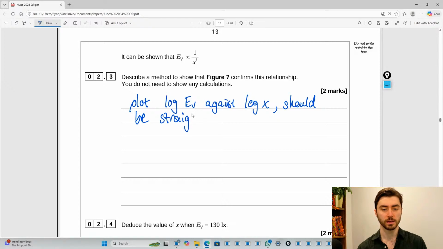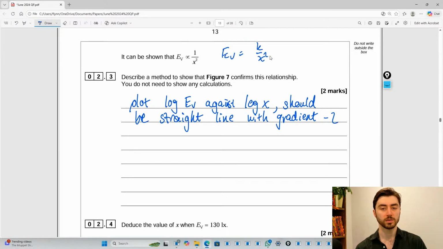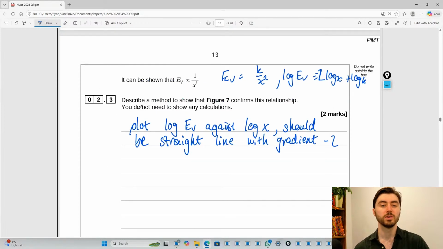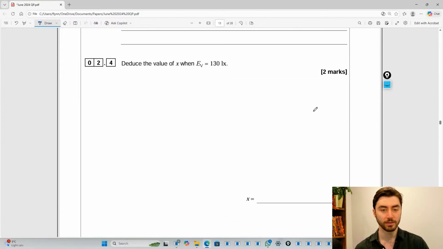with a gradient. Now, what this does, by the way, if you plot by doing logs of both sides, with gradient minus 2. The reason for that would be EV is equal to k over x squared, which means that log of EV is minus 2 log x plus log k once you go through all the power law stuff. I'll do that when I'm marking up and doing the run. But if you're ever testing for a power law relationship, a log-log graph is exactly how to do that. You do not need to show any calculations, but it will be useful after the fact.